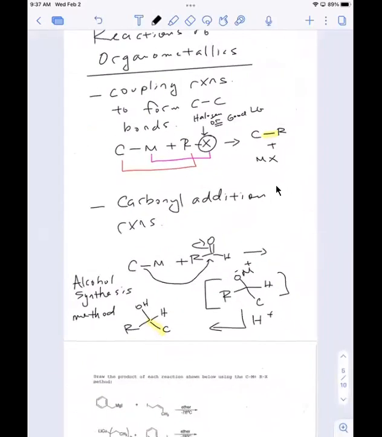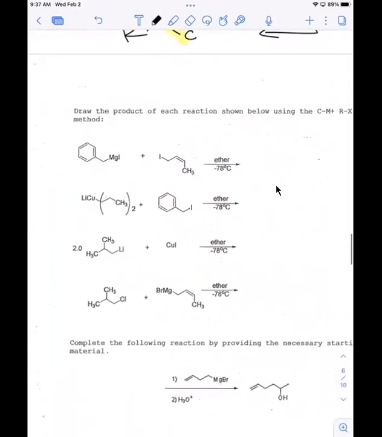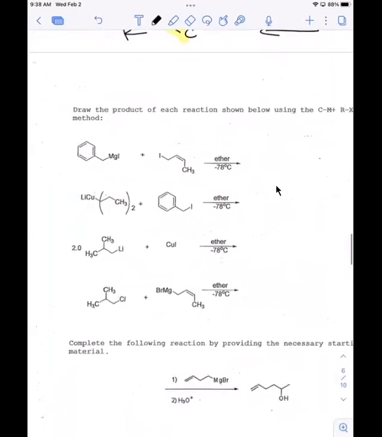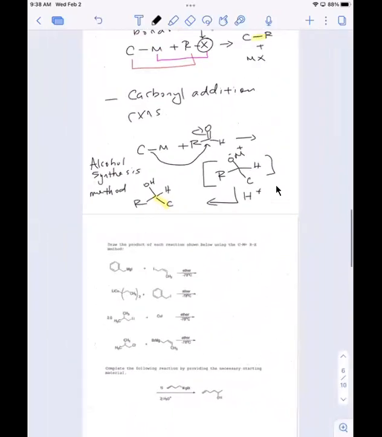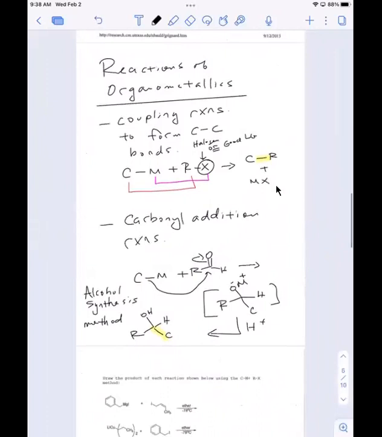All right, so let's talk more about the coupling reactions. I'll come back to the cuprates. So again, when we take the organometallic plus some alkyl halide, we're going to react those two together, and we're going to make a new bond between C, the carbon group or the organo group of the organometallic, and then the R group of the alkyl halide that it's reacting with.